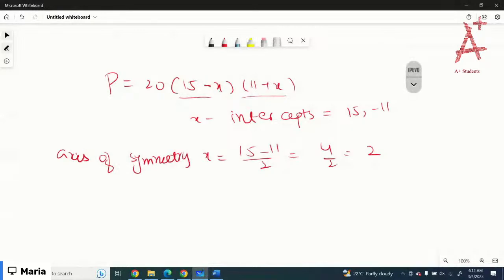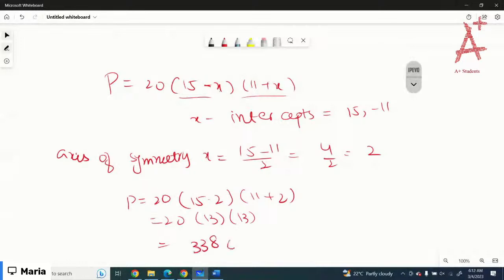Okay, now you can calculate the vertex. Got it? Just put x equals 2 in the equation. It would be P equals 20 times (15 minus 2)(11 plus 2). It would be 20 times 13 and 13. Got it? So 13 times 13 is 169. 20 times 169 is 3380. Got it? That means the vertex is (2, 3380). That is the vertex.